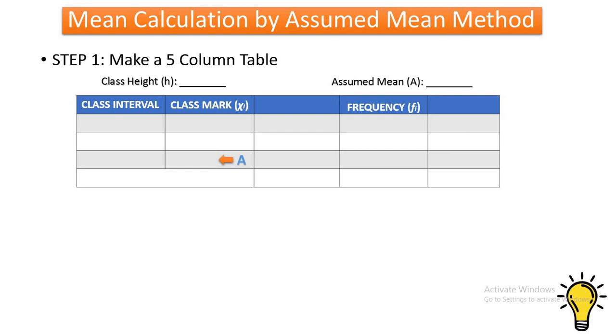Once you consider the assumed mean, please make sure that you write it at the side. The assumed mean is denoted by capital A. Make sure you write it down in your answer paper or else your marks will be reduced.